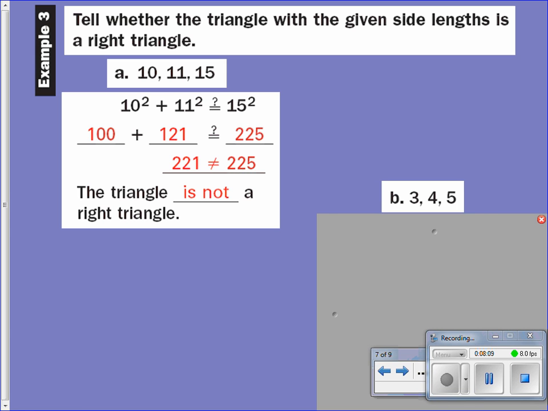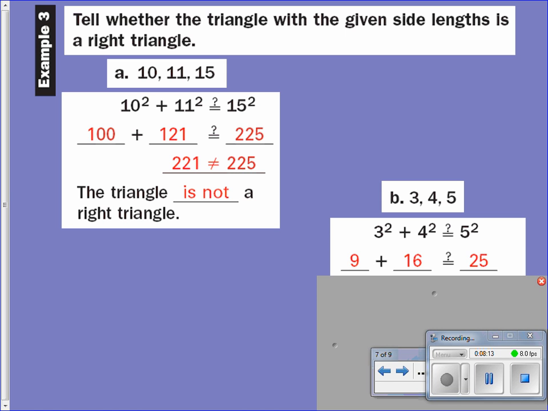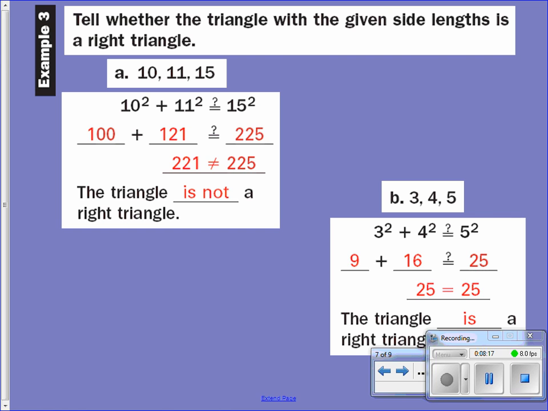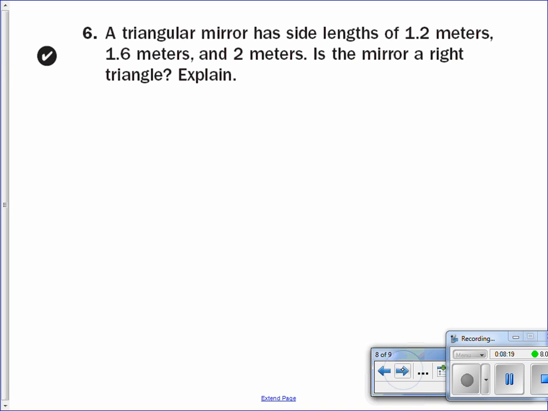For the sides 3, 4, 5, does 3 squared plus 4 squared equal 5 squared? Well, does 9 plus 16 equal 25? It actually does. And if it does, then this is a right triangle. So same thing here. A triangular mirror has side lengths of 1.2, 1.6, and 2 meters. Is the mirror a right triangle? Well, 2 is our longest side, so this is our hypotenuse.